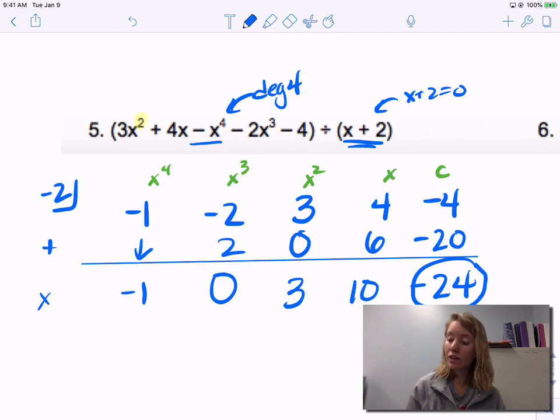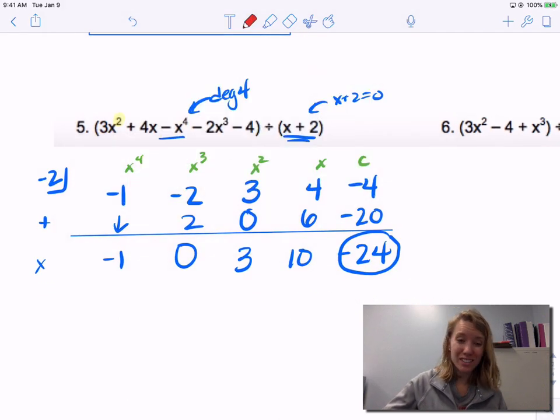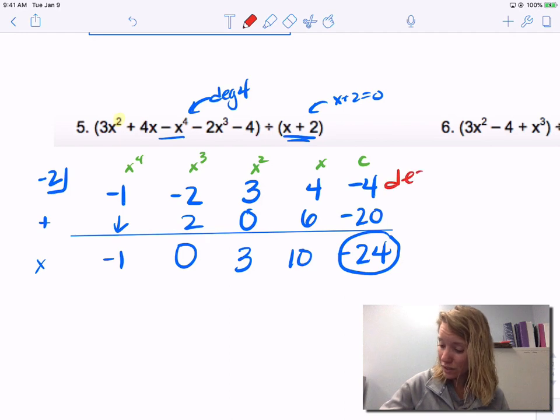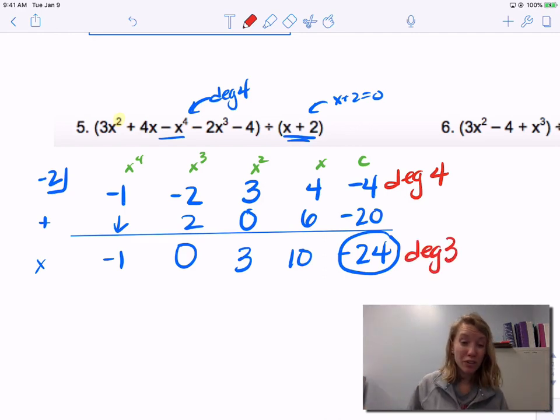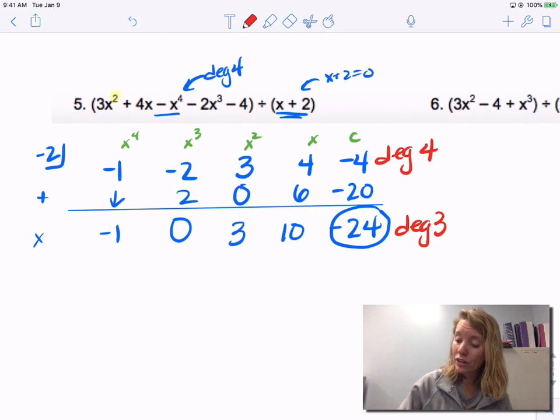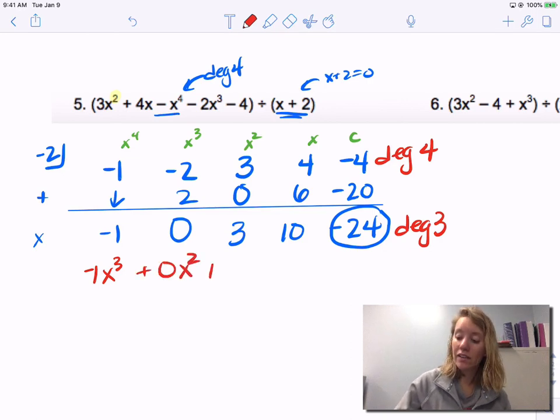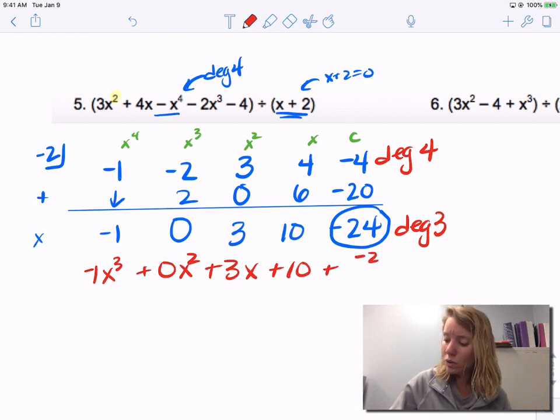So that's my remainder. So now we've got to think, because it's not just what we've done every single time, this was a degree 4 polynomial. So if I knock everything down by 1 power, the highest power is actually going to be a degree 3 polynomial. So that means that my first coefficient, negative 1, is on an x cubed. And then I have 0 x squareds. Then I have 3 x's, 10 for constant, and then negative 24 is on the remainder portion of my polynomial. So I put x plus 2 in the denominator.